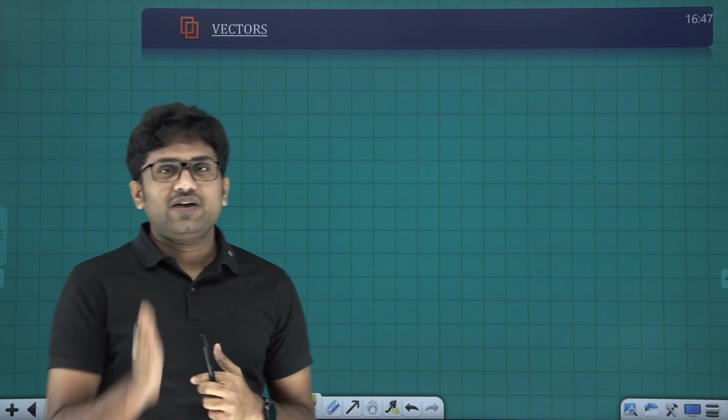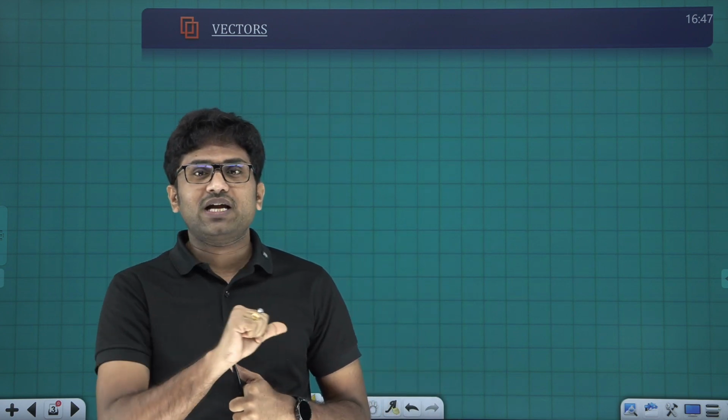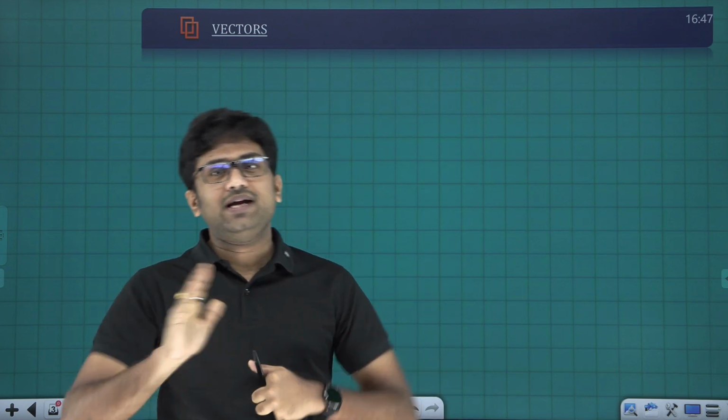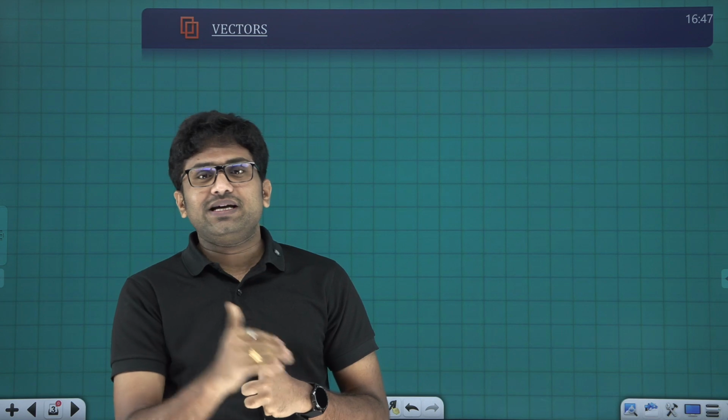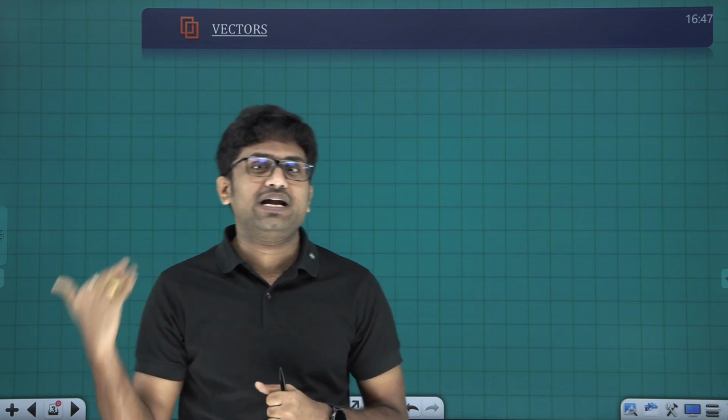In simple words, a physical quantity which has both magnitude and direction is called a vector. As you know, there are two types of physical quantities, vectors and scalars. Scalars will only have magnitude and no direction, but vectors will have both magnitude and direction. So in mathematical terminology, a vector is simply defined as a directed line segment.